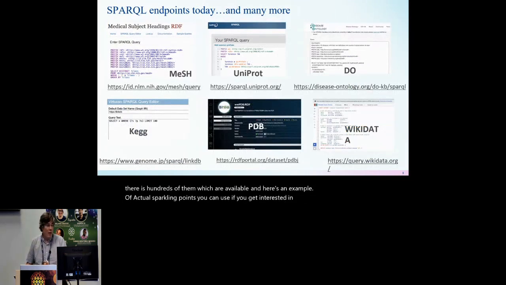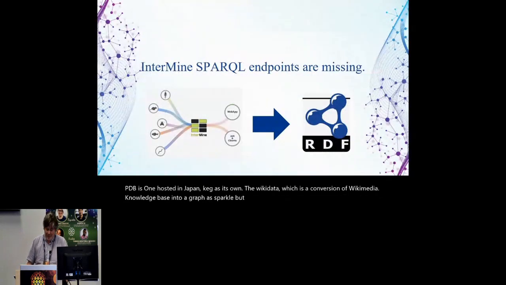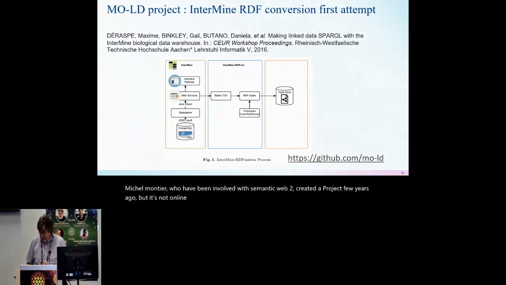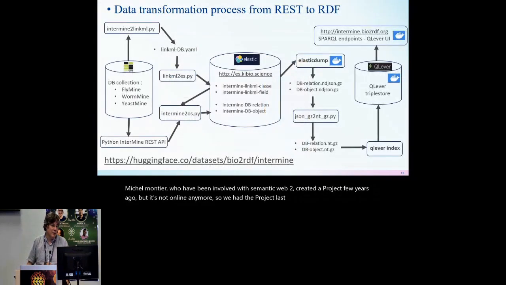UniProt is a major one. PDB is one hosted in Japan. KEGG has its own. Wikidata is a conversion of the Wikimedia knowledge base into a graph with SPARQL. But InterMine is not there, and it's an old problem. Michel Dumontier, who has also been involved with the semantic web, created a project a few years ago, but it's not online anymore. So we had a project last year at the biohackathon in Japan to do it again.